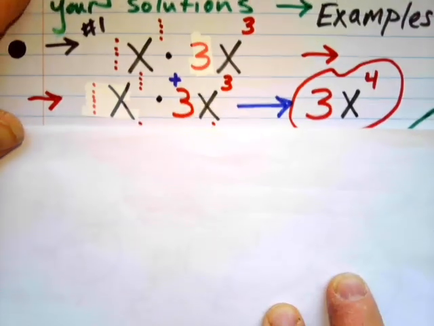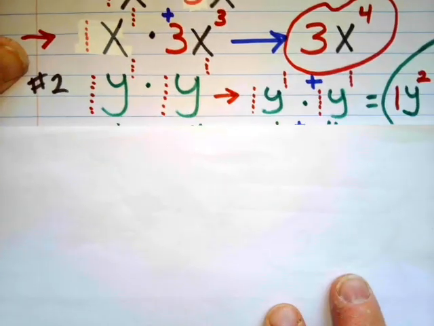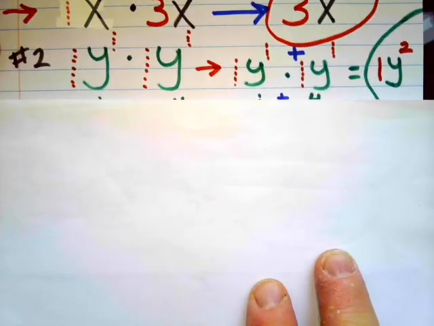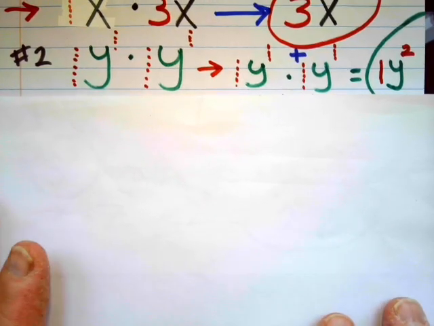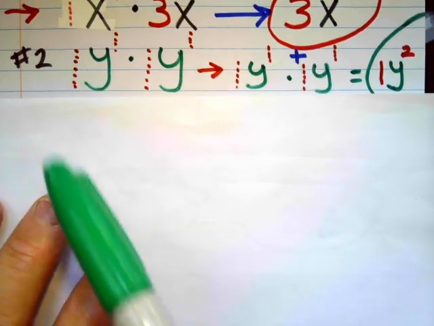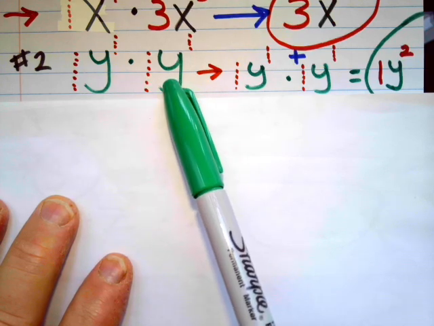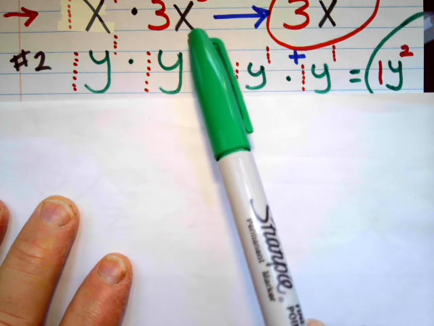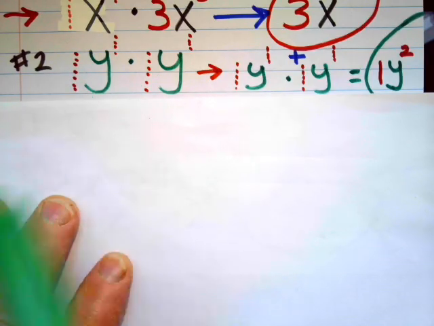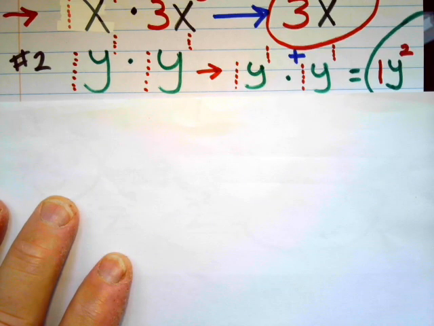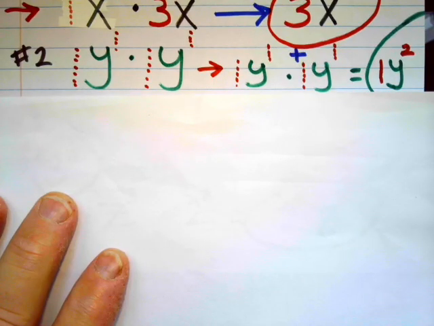And so let's take a look at the next example here, number 2. In this example, many times you'll have a problem that's just going to say y times y. That's it. Well, I'm telling you, show your invisible ones. It's going to clarify a lot of things for you. It's going to really open up some of the confusion that people have when it comes to mathematics.